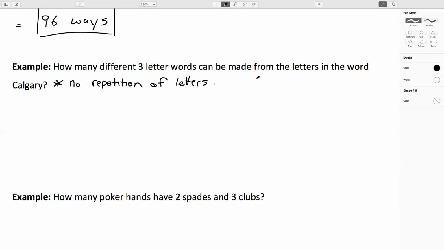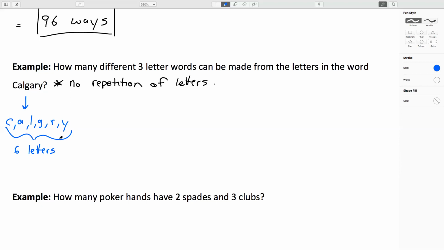So we want 3-letter words made from the letters of this word, but since we cannot repeat the letters, we don't really have to worry about having 2 A's. We can just break this word down into the letters C, A, L, G, R, and Y. We're skipping the second A because it's not a distinct letter. If we do that, 1, 2, 3, 4, 5, 6 leaves us with 6 letters. It's not 7 because one of them was a repeated element.